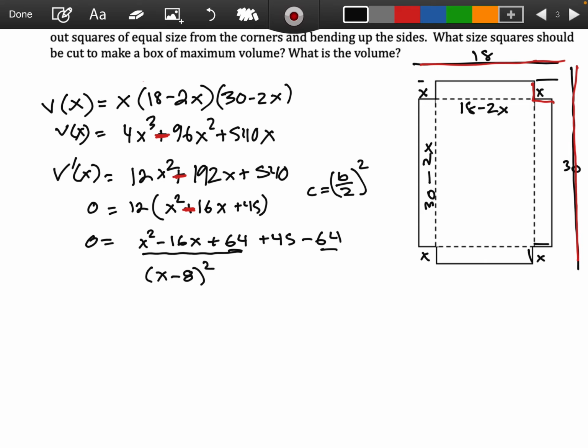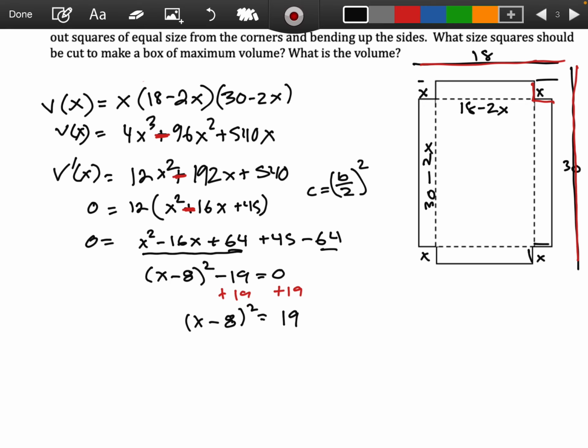Okay. But you still have to deal with that 45 and 64 that you got. So you're going to be left with negative 19 is equal to 0, or whatever. Put it on this side if you like. Same difference. And now you just solve for x. Well, to solve for x, I'm going to add 19 to both sides. I'm left with x minus 8 squared is equal to 19. And then I'm going to square root both sides.